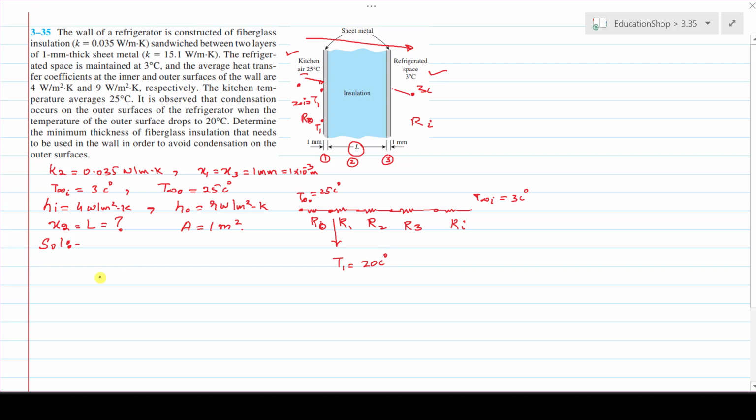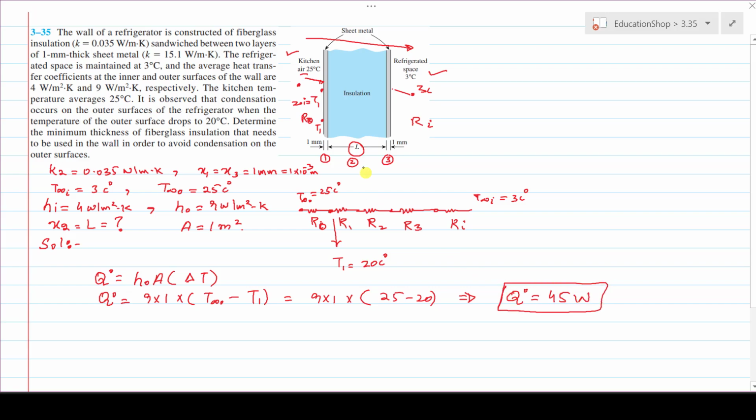Now the amount of convection heat transfer is equal to H0 A into change in temperature. H0 is 9, area is 1, change in temperature is outside temperature minus T1, that is equal to 9 multiply 1 into 25 minus 20. Simply multiply and you will get the amount of heat transfer till the outer surface of the sheet metals when its temperature is 20 centigrade, that is 45 watt.